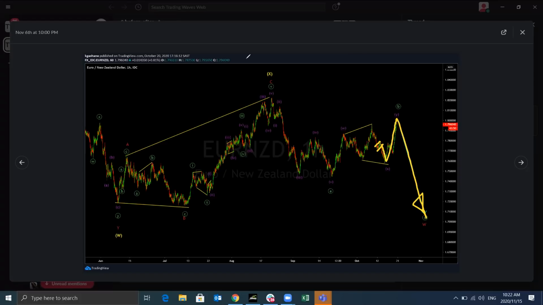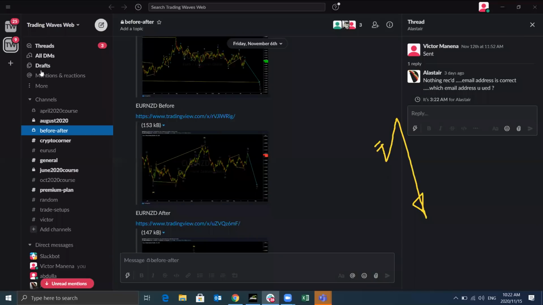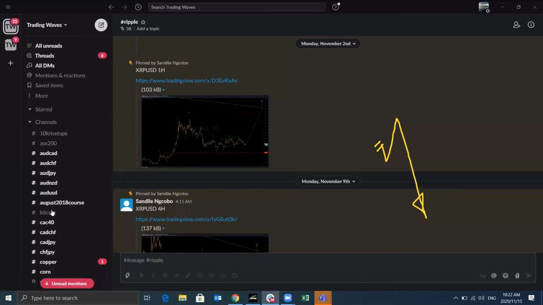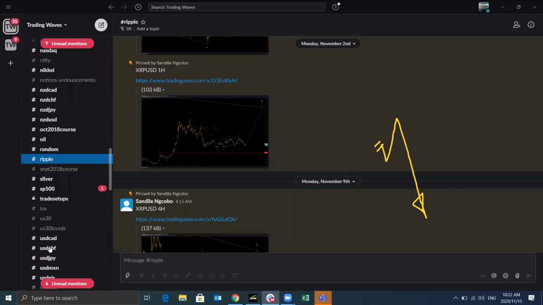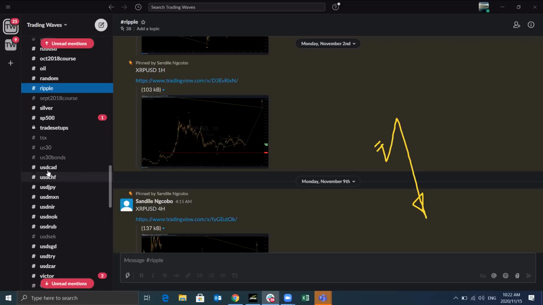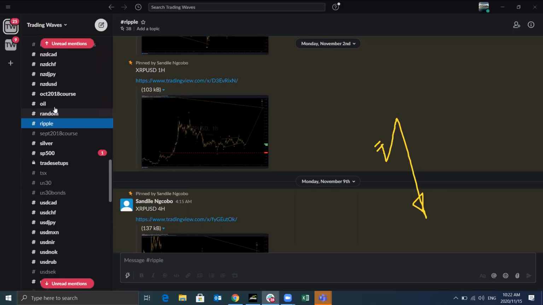So this is how Euro New Zealand played out before. So this is what members got before that move. So let's just go into the Euro New Zealand channel here, so you can see what we had way before that drop, and then we'll look at how this one has played out. We're going to look at a couple of recaps. We'll look at them while we do the market analysis.